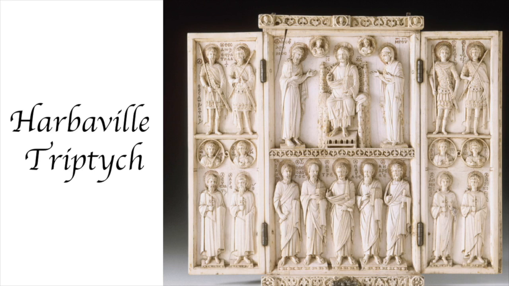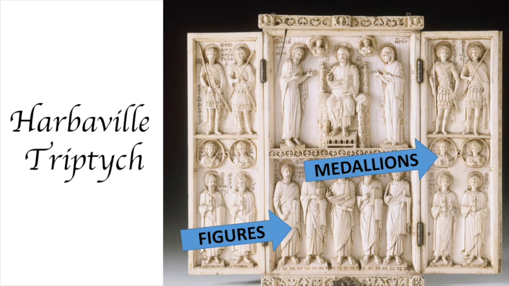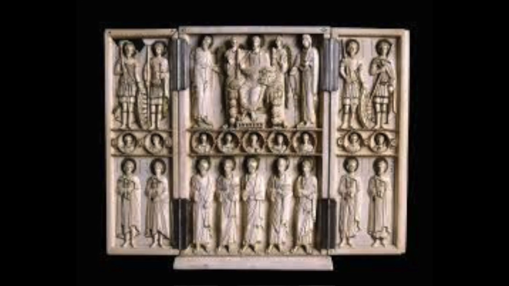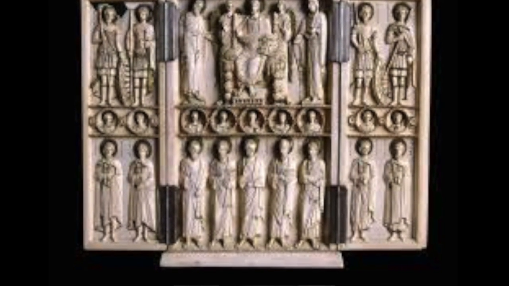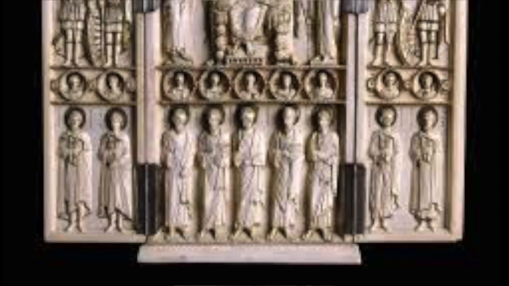One example is one of the most famous Byzantine ivories, the Harbaville triptych. This triptych depicts a scene of supplication with multiple figures and medallions. You can see that the two figures in the upper middle portion appear as intercessors, praying on behalf of the viewer to the Savior sitting on the throne. The figures are depicted in a more natural and classical spirit, which was an important stylistic approach of the Middle Byzantine period.